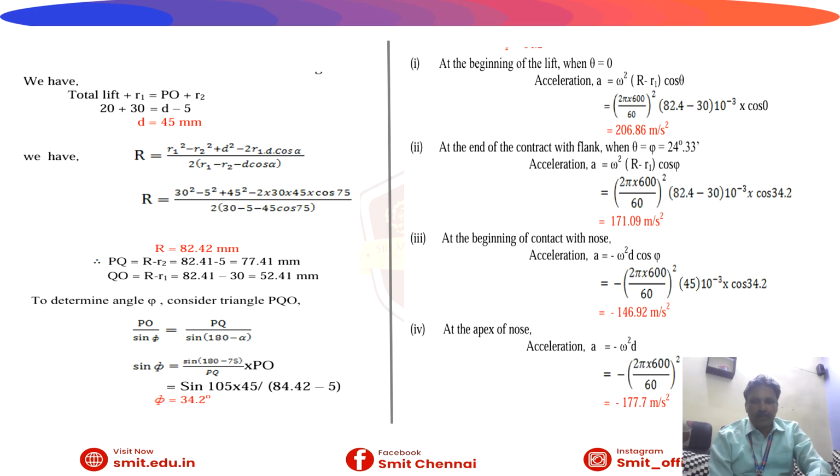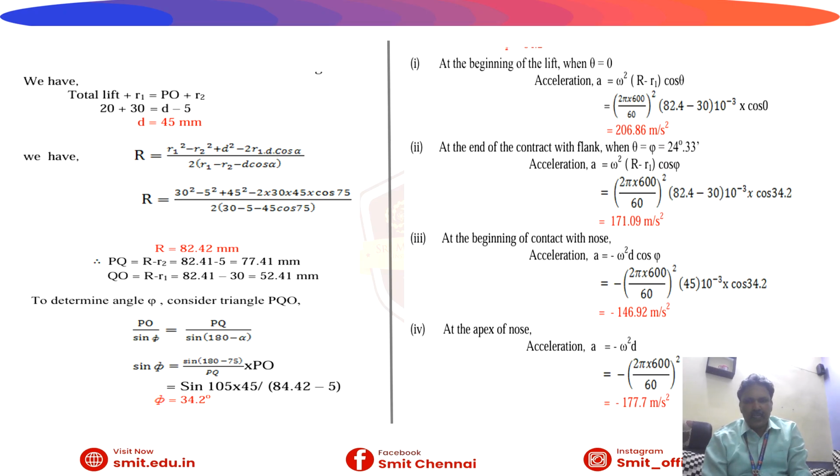Under the triangle rule, we are using this formula. By this, we can find the capital R by using the expressions PQ equal to R minus R2 and QO equal to R minus R1. We can find the steps. We got the answers as 77.41 mm and 52.41 mm.